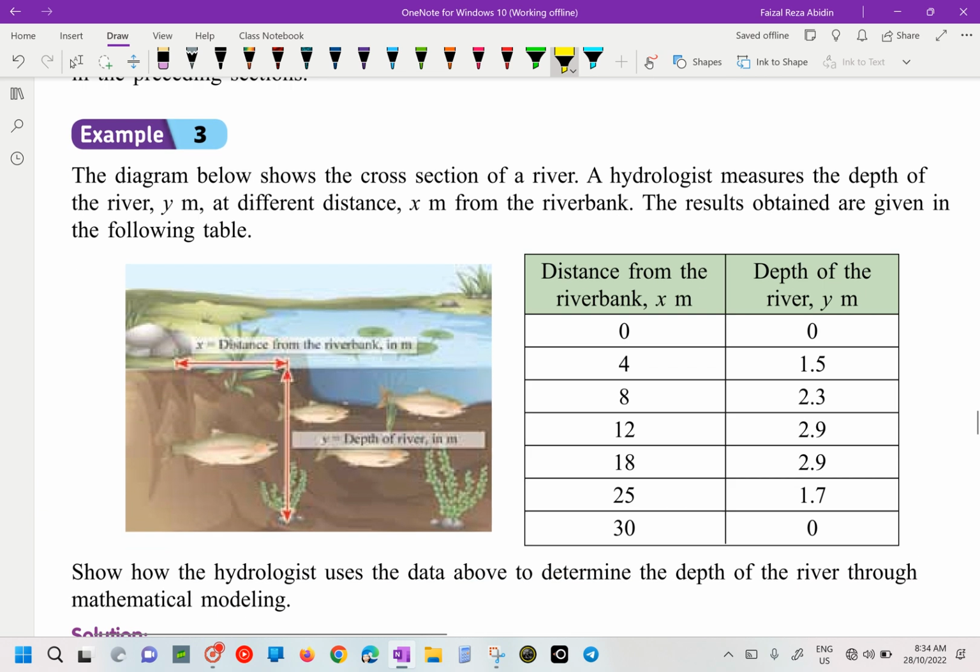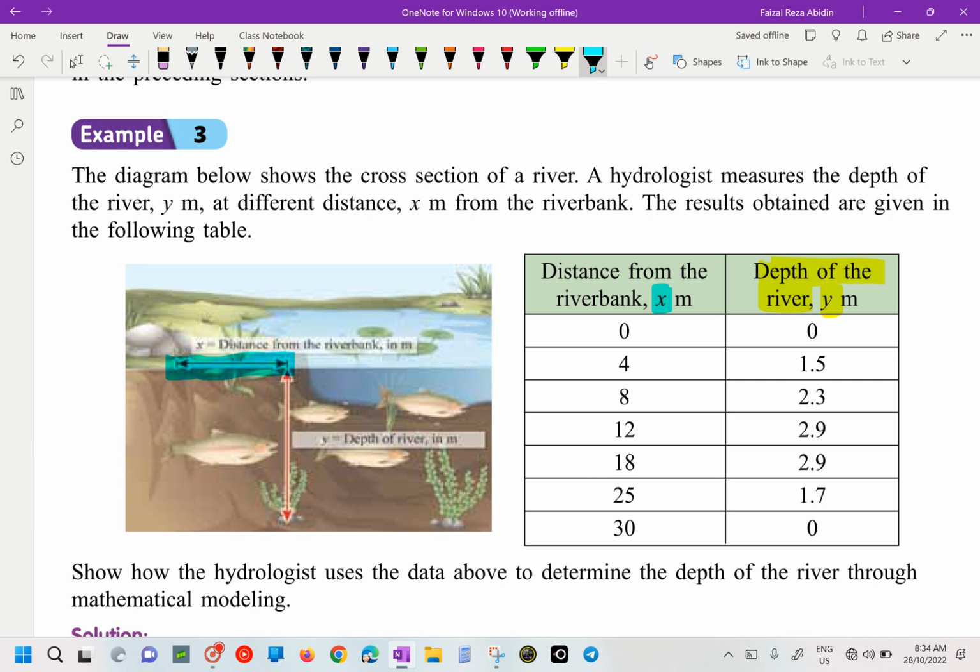Okay. For example 3 over here, the diagram below shows the cross-section of a river. Hydrologists measure the depth of the river y meter. So, y here is going to be the depth of the river. And then at different distance x meter from the river bank. x over here is going to be the distance here from our river bank. The results obtained are given in the following table.